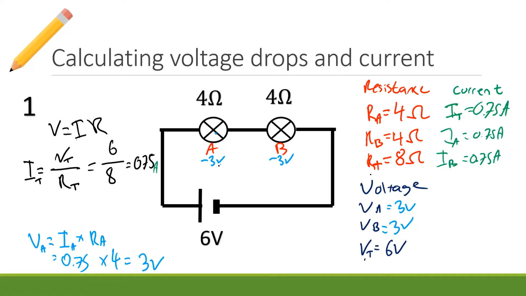There is a lot of working out here. You don't necessarily need all of it. In fact, if you are really quite smart, you could probably clue in quite quickly and figure out that if they're the same resistance, they're going to split the voltage equally. So, 6 divided by 2 is 3. That's how you could quickly and easily work it out.